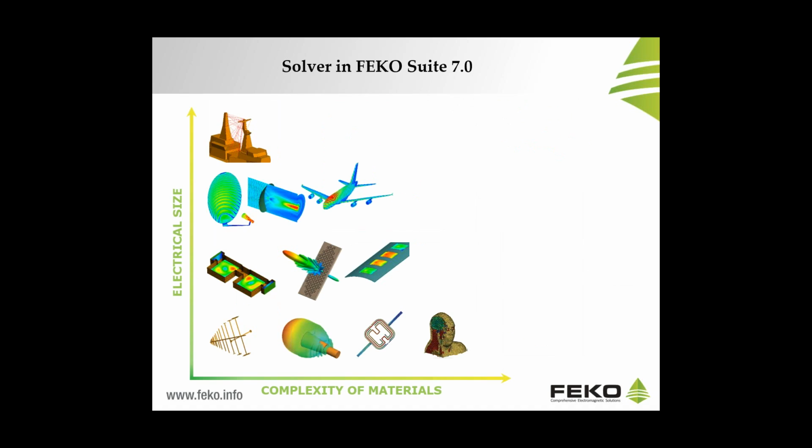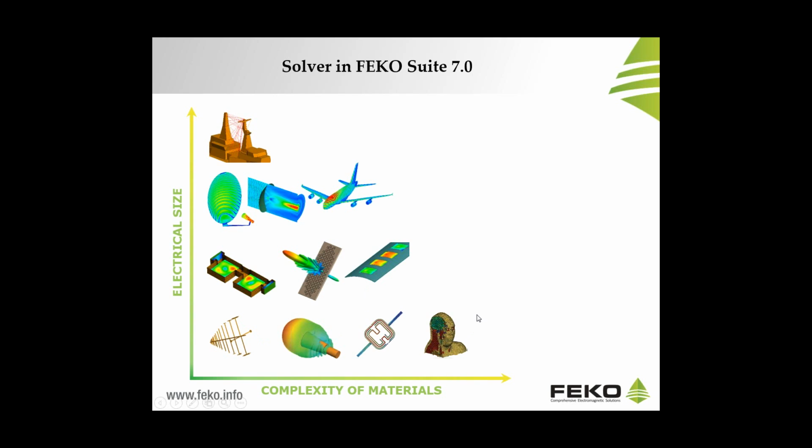At EMSS, we believe that no single method is capable of solving the whole spectrum of problems, which is why different methods are normally applied to specific applications. And in this slide here, you have different problems, different applications positioned in this map according to their electrical size and the complexity of the materials involved in these problems.